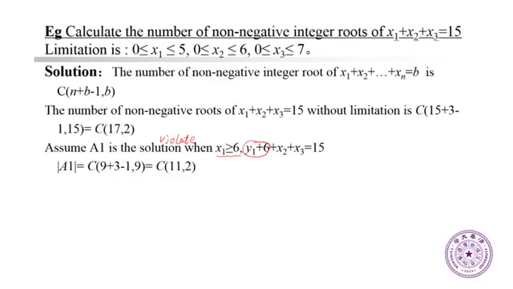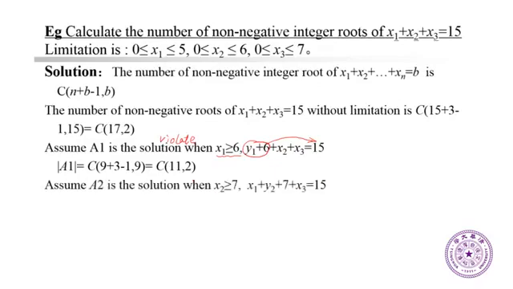Suppose that A1 contains the solution sets in which x1 is no less than 6. Now we substitute x1 with y1 plus 6: y1 plus 6 plus x2 plus x3 equal to 15. Move 6 to the right-hand side and we transform the equation to y1 plus x2 plus x3 equal to 9. For this equation, we could use C(n plus b minus 1, b) directly. We could calculate the size of A1. It's C(9 plus 3 minus 1, 9), equal to C(11, 2). This is how we deal with the first condition.